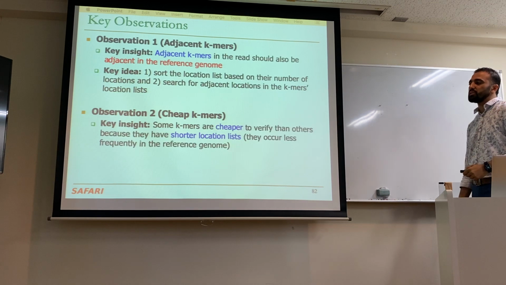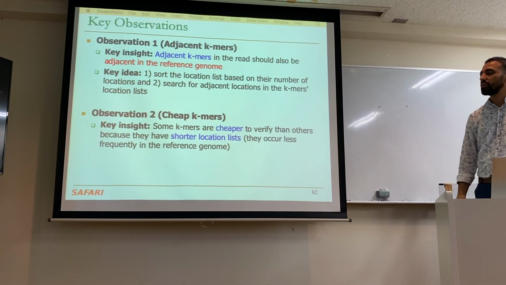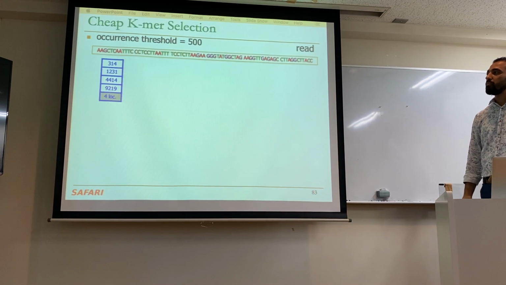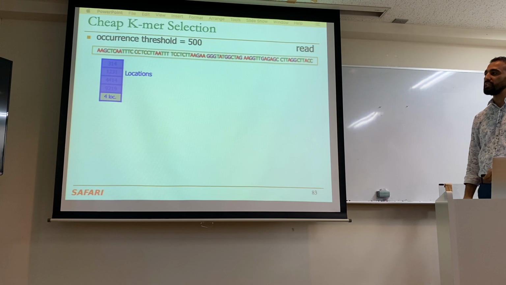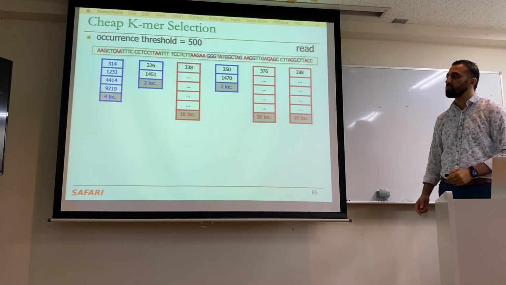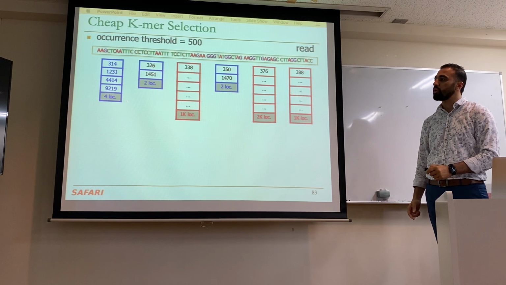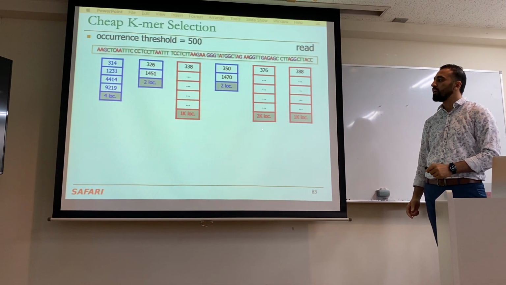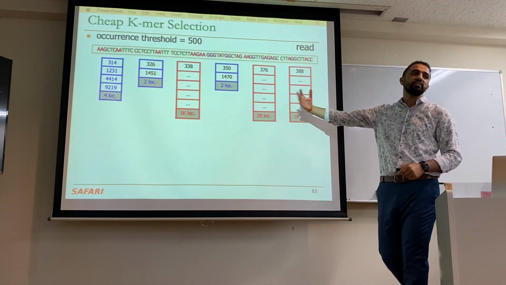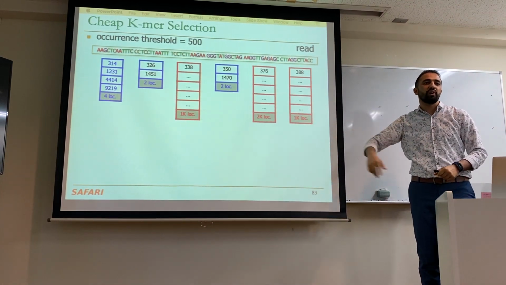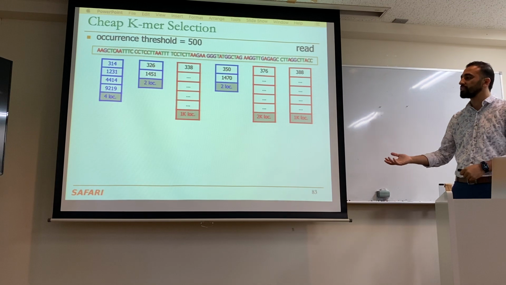The second observation, we call it cheap k-mer. With this reference genome, I check pieces of it with the index and I get a bunch of locations for each seed. This seed gives me a list of locations with 4 locations, here 2 locations, 1,000 locations, 2 locations, and each list comes from a different seed. This list is provided by the hash table or the index.